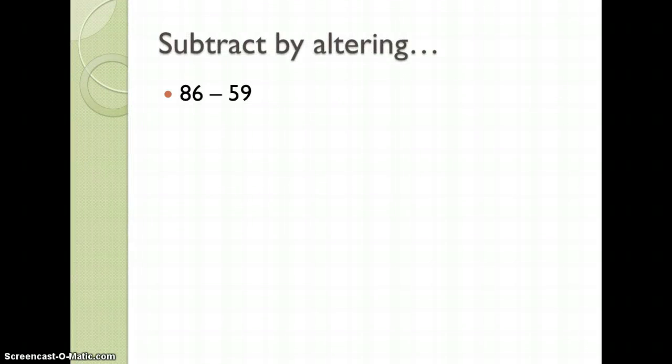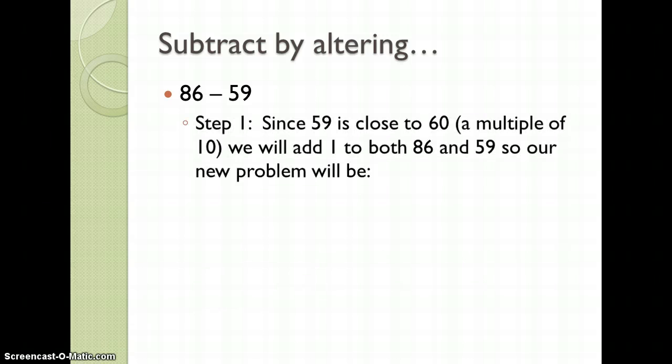Let's give it a whirl. We have 86 minus 59. So step 1, 59 is close to 60, and we know 60 is a multiple of 10. We will add 1 to both 86 and 59. So our new problem will be 86 plus 1 minus 59 plus 1, or 87 minus 60, which we know is 27. So a little easier to do than having to carry and borrow in our head.